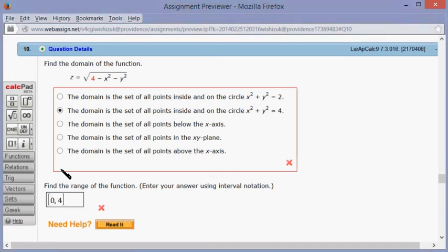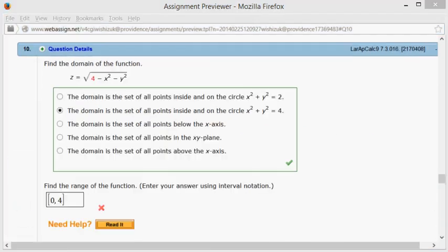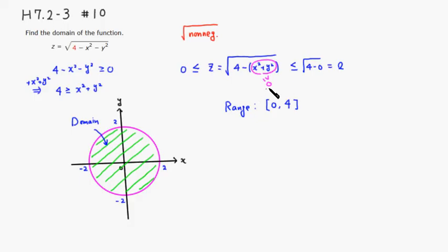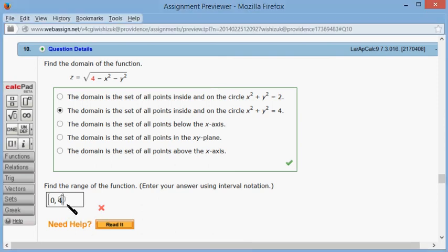All right, so let's check the answer. Actually, I messed it up. I forgot to take the square root, so let's go back. I said 4, so sorry about that. This was actually 2. So let's check it again. This was 2 instead here. Yep, 2. Let's check it again.